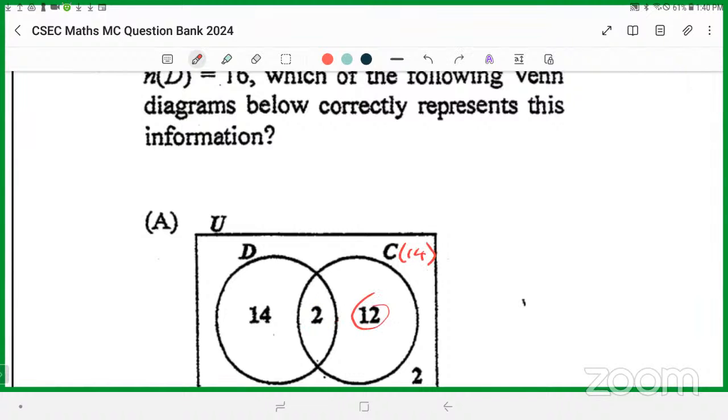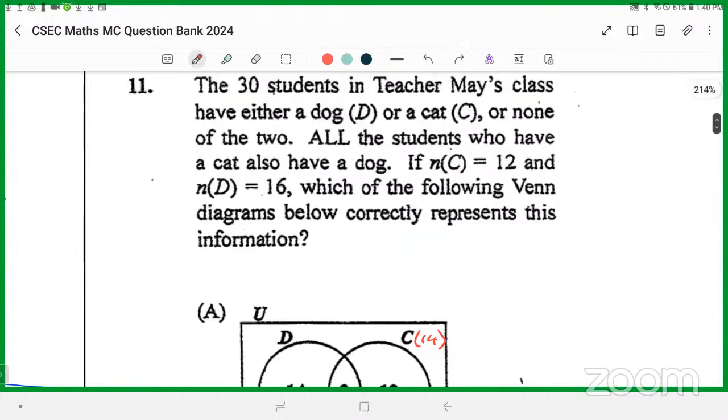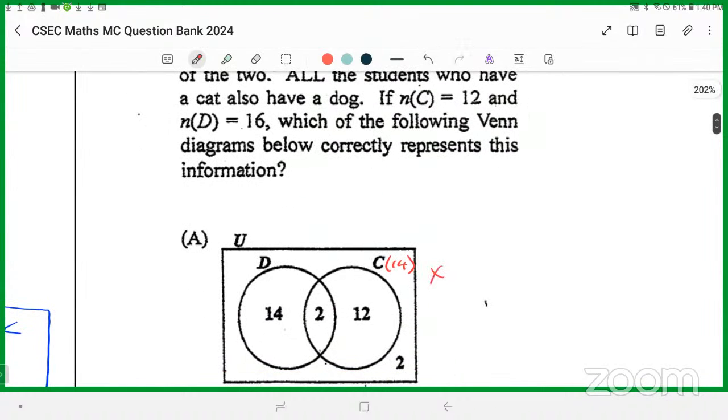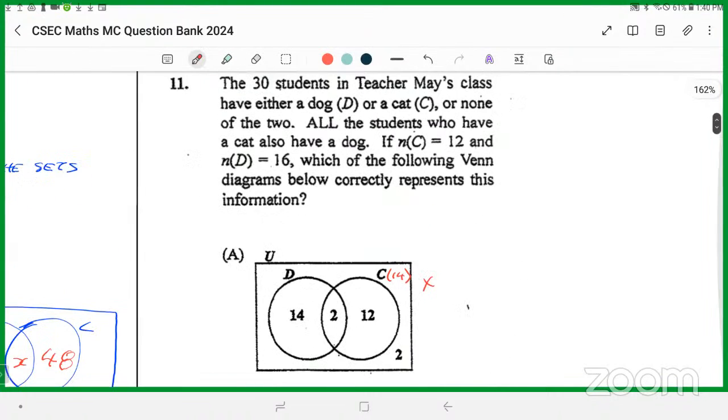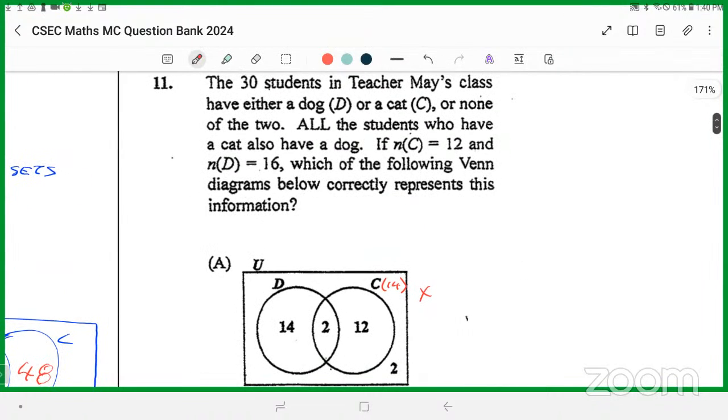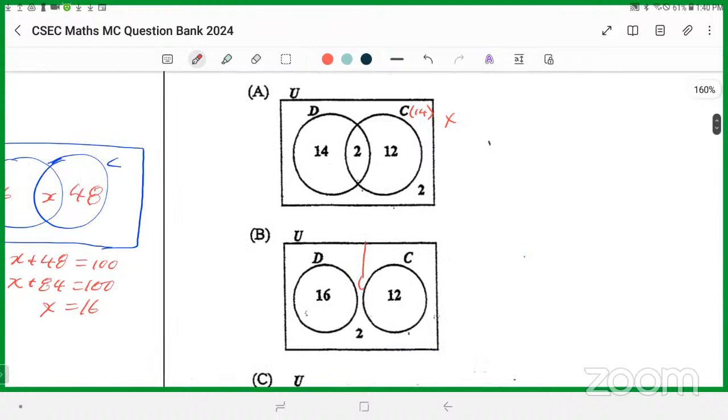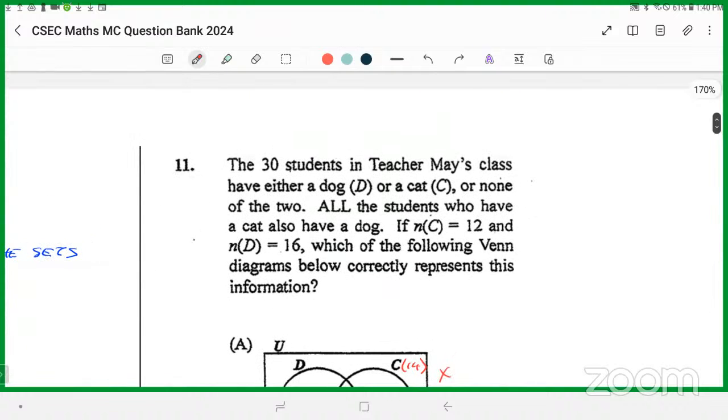12 and the 2 is 14. They told us that the number in cats must be 12. That already made this one wrong. Process of elimination. Down here, we know that this one is wrong because these are two disjoint sets. But we know that the question spoke of some intersection taking place.